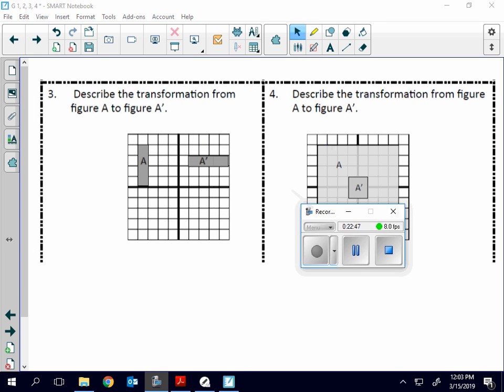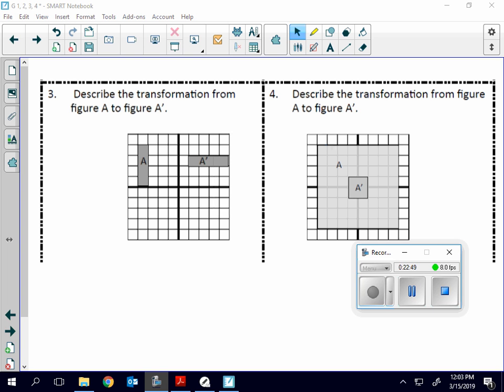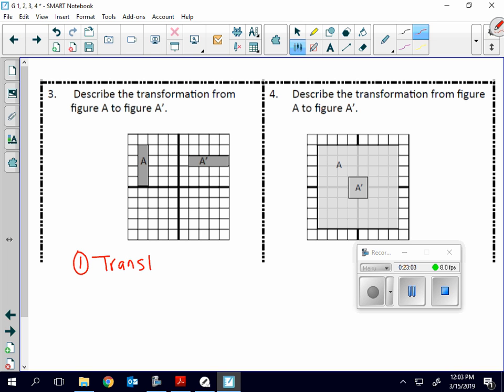Okay, number 3, describe the transformation of A to A prime. There's going to be a series of transformations here. We're going to start by translating it 1 unit right and 1 unit up. So 1 right and 1 up. That one would go here. This one would go here. And these 2 would go to here.